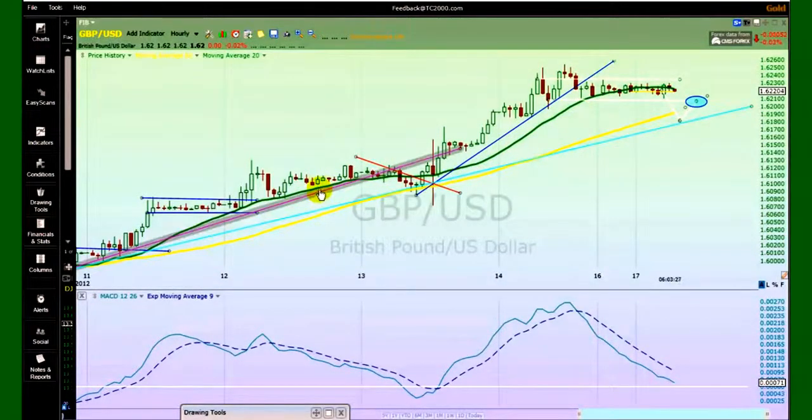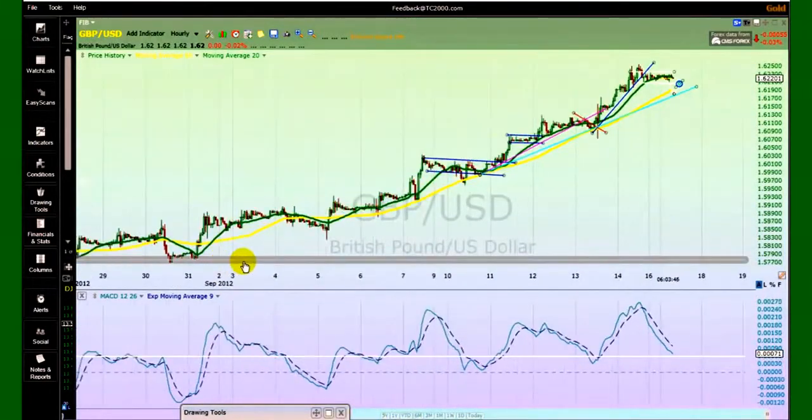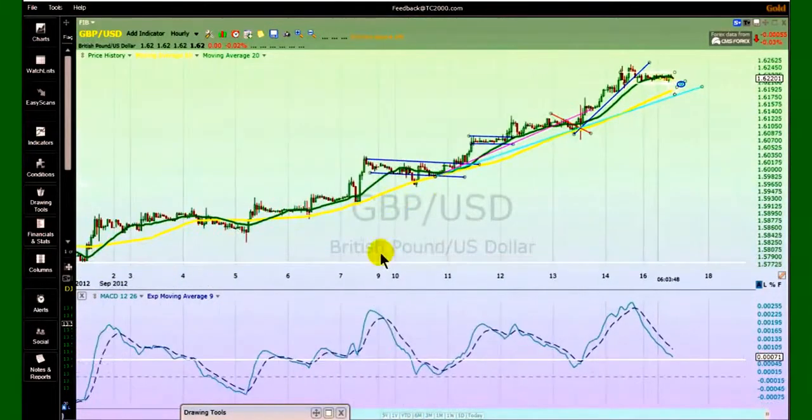MACD above the signal line equals the price above the simple moving average 20. MACD crossing below the zero line equals the price going below the simple moving average 50. But the price is the number one indicator, and the MACD is an indicator that will give a warning. The price might confirm the warning before we pull the trigger, so to speak. All right, do not pull the trigger anyhow.